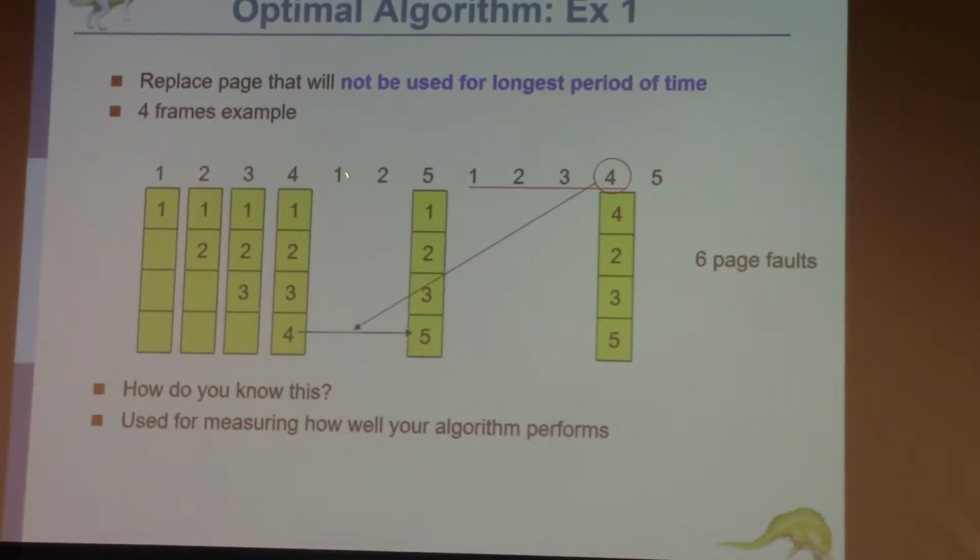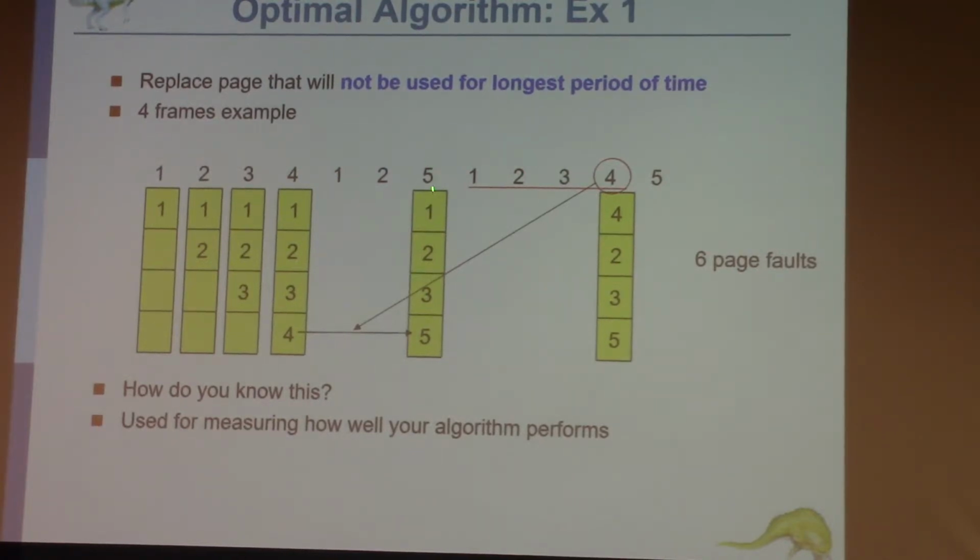At this time, 1 will be a reused reference, no problem. 2 will be referenced. 5, there's no 5. We need to decide the victim page. In first in, first out, 1 is the oldest one, so 1 will be replaced. But in the optimal algorithm, we'd like to see the future.